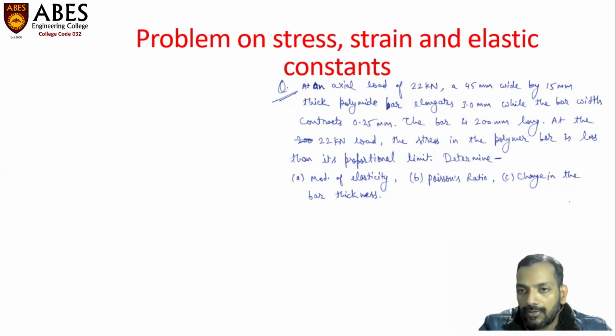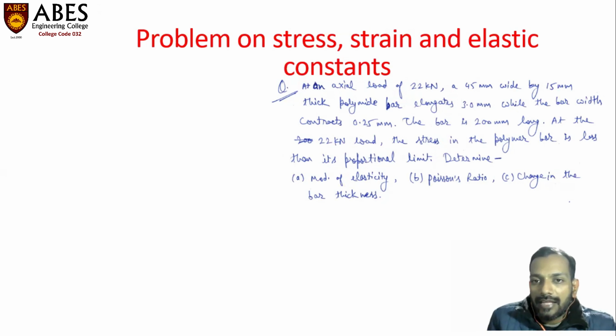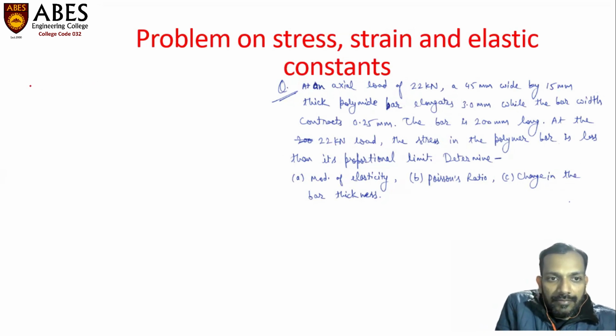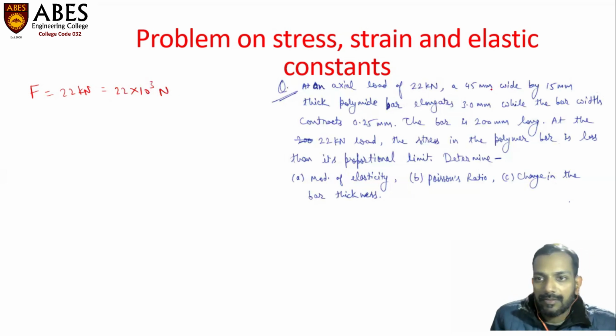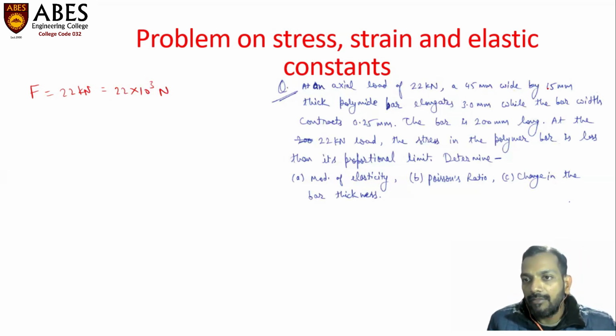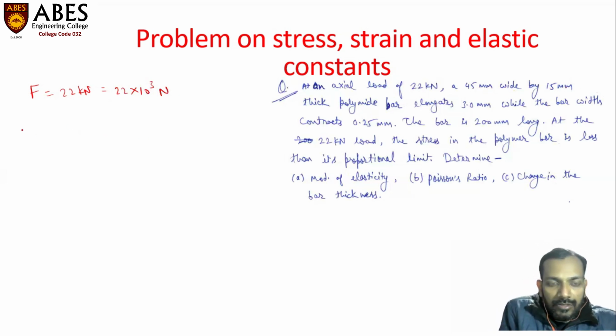So in this question, the axial load is 22 kilonewton. So let's note down the data. F is equal to 22 kilonewton. That is 22 into 10 raised to the power 3 newtons. 45 millimeter wide by 15 millimeter thick. So the cross section of the bar is 45 millimeter by 15 millimeter. Okay, it is the width and it is the thickness of this bar.